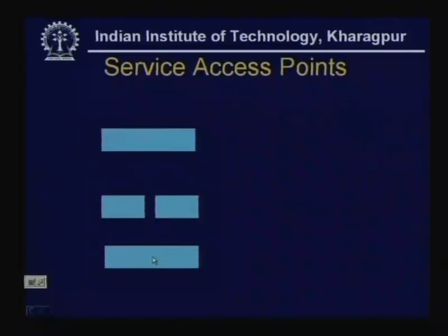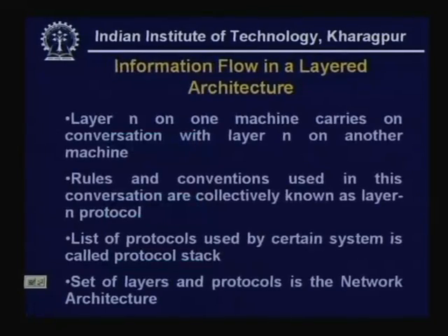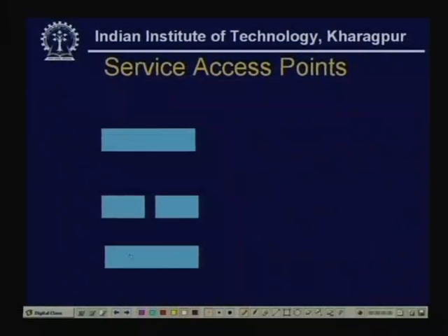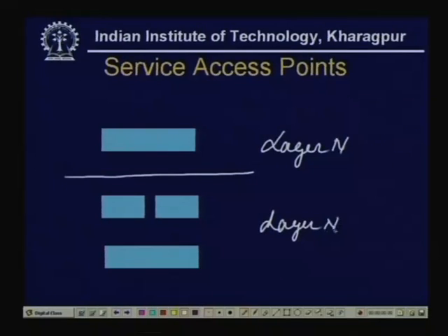Let me explain how the layers communicate with each other through service access points, and for that purpose let us consider two adjacent layers. Here you have got two adjacent layers. Say this is layer n and this is layer n minus 1. Okay, instead of writing on this side, let me write on the other side.